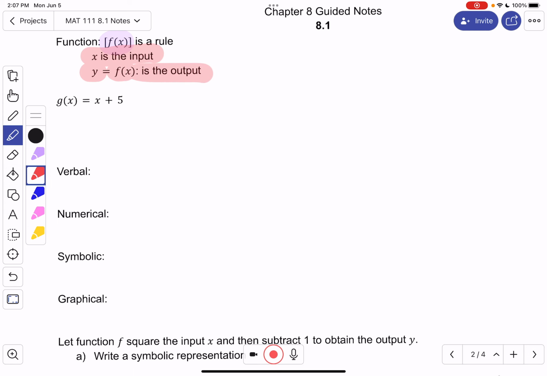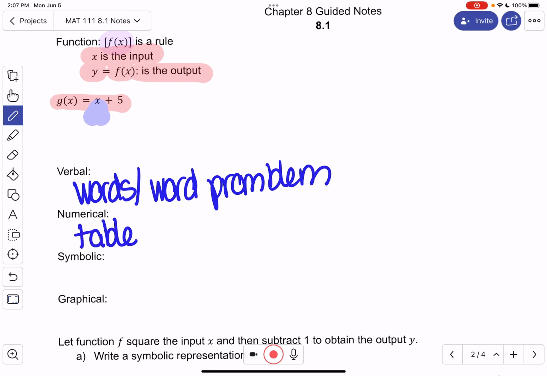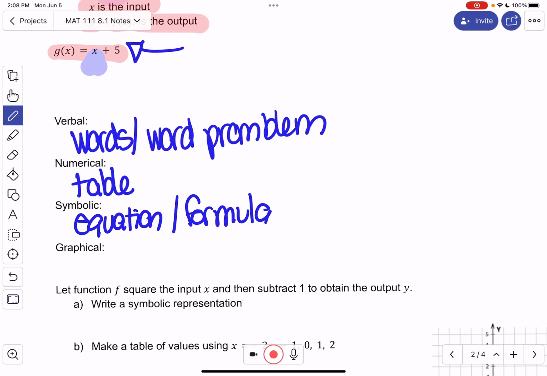For example, for this g, it's read g of x equals x plus 5. What that's saying is whatever we put in for x, we add 5 to it, and we get g. The verbal description. So if it's ever asking you to do verbal, that's putting it in words, or when you would see it, it is a word problem. Numerical is putting points into a table of values. So you might put x's in, plug them in, get the g, get the y. That's the numerical representation. The symbolic would be your equation or your formula. So this up here is a symbolic representation.